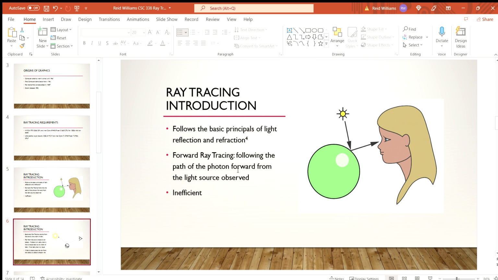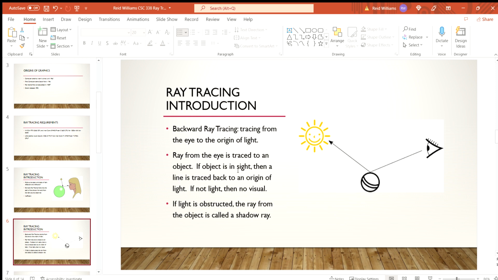So the way that you get around this is a concept called backward ray tracing. In backward ray tracing, you do the opposite. It's a bit more egotistic in a way: we know where the camera is. So instead of passively receiving the photon, the emulated concept of the photon, we trace from the camera or the eye to the light, and you do that through the object. So this is backward ray tracing, tracing from the eye or camera to the origin of light.